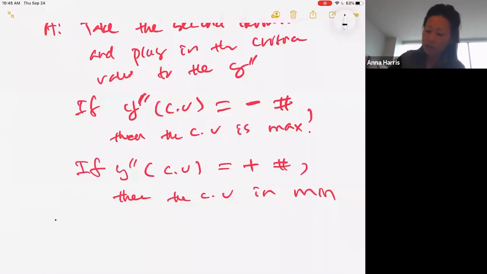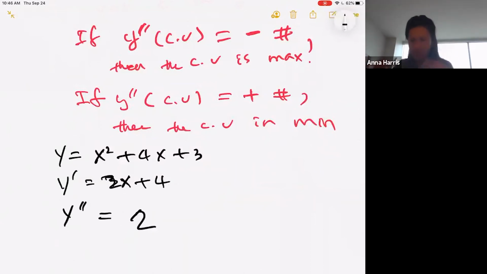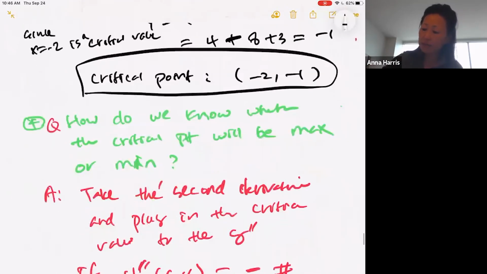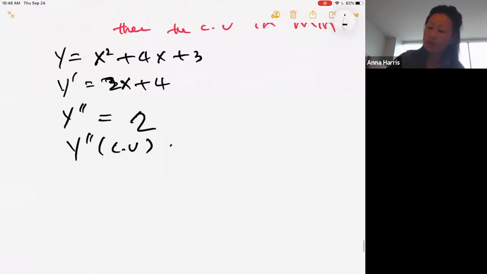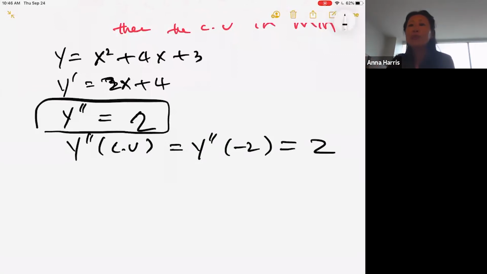My y is equal to x squared plus 4x plus 3, and my y prime is 2x plus 4. And my y double prime is equal to just 2. So if I plug it in, y double prime, what was my x, -2? The critical value, y double prime of -2, is still equal to what? 2, because I have a constant function. Y double prime is always 2. It doesn't matter which value you plug in.